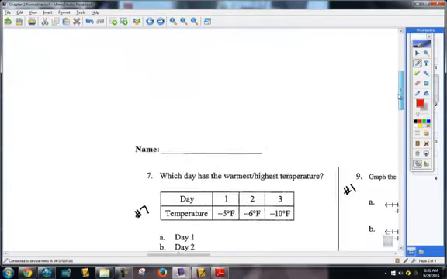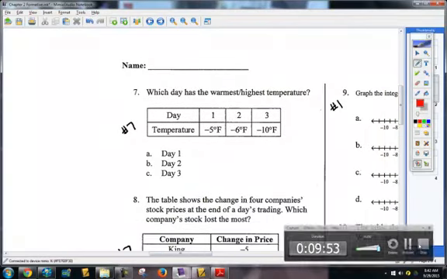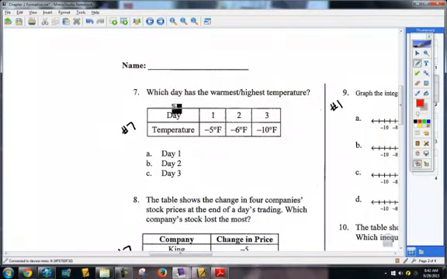All right. Now, which day has the warmest, highest temperature? Okay, so we look here. Again, if you needed to draw a number line here just to help you visualize it a little bit, you could. I know that -10 would be at the bottom, -6 would be here, and then -5 would be somewhere right there. So which day would be the warmest? Obviously, it would be right there, day 1, A. Okay, so notice how I'm using a number line to help me. You don't have to, but I'm just trying to give you the keys to success.